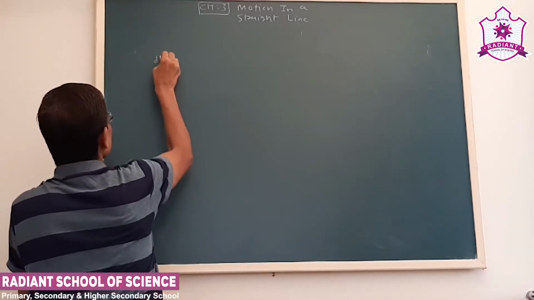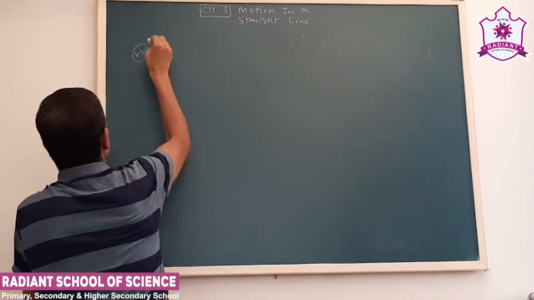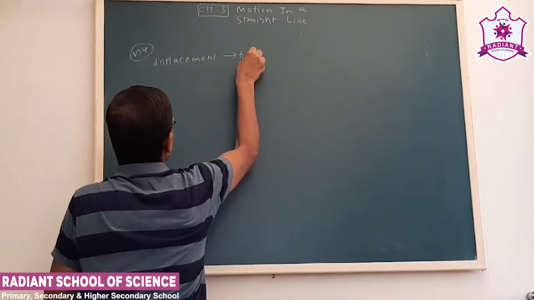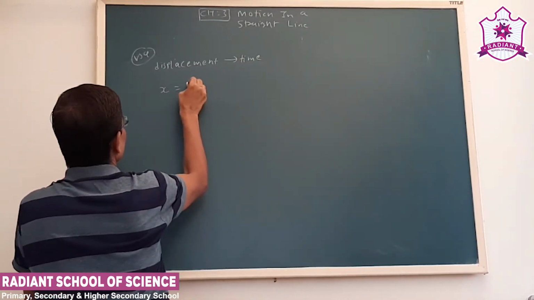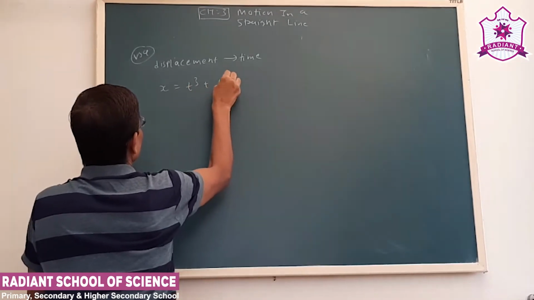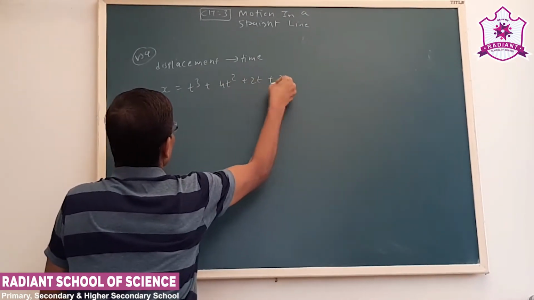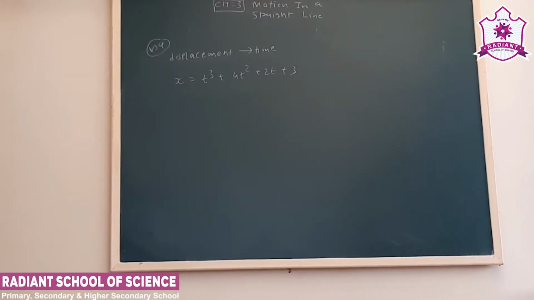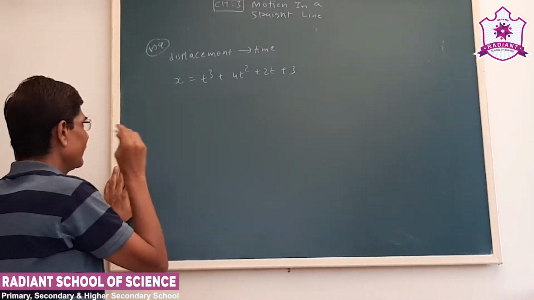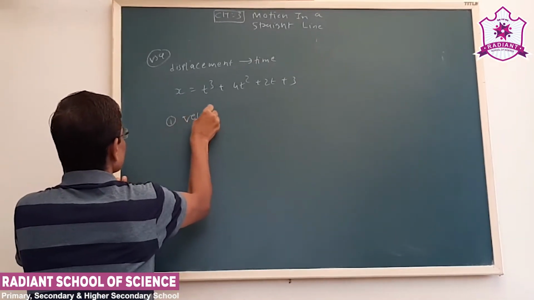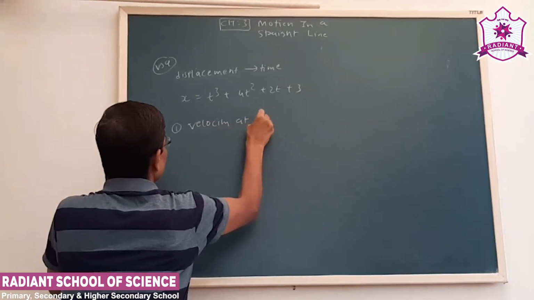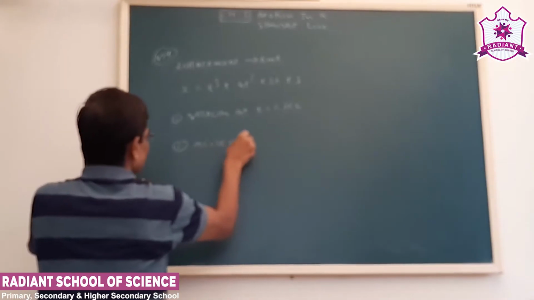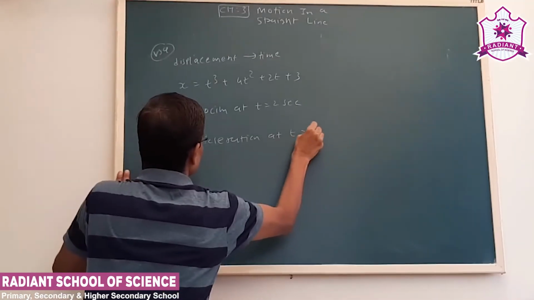Now again, the displacement versus time relation is given by x = t cube plus 4t square plus 2t plus 3. Now see, what we have to find out is the velocity at t equal to 2 seconds and the acceleration at t equal to 1.